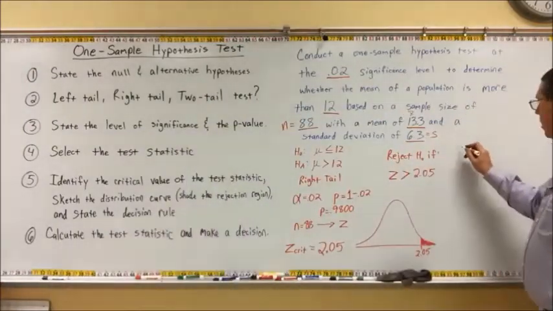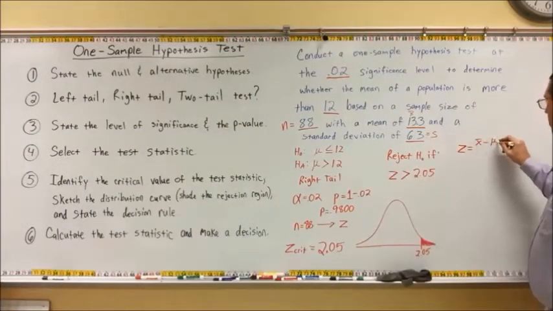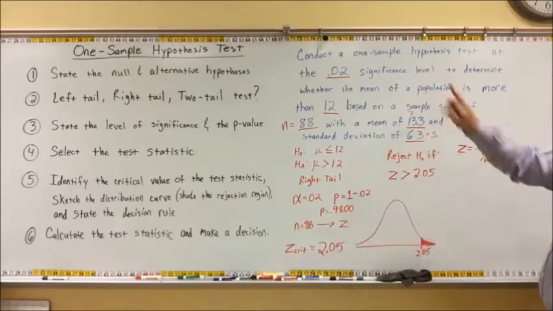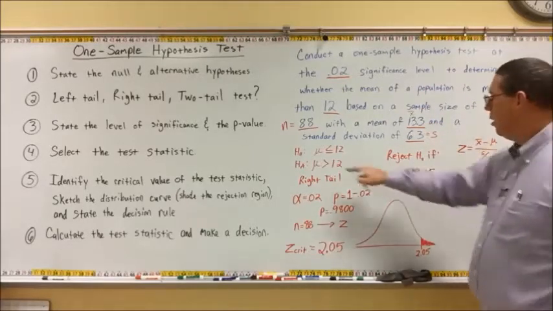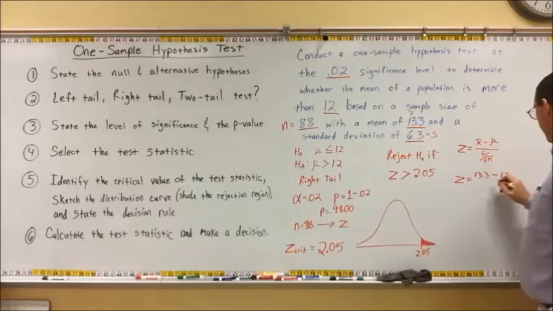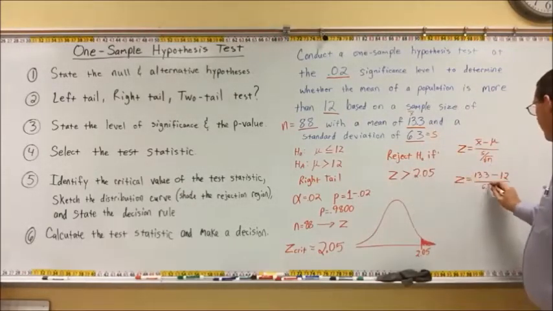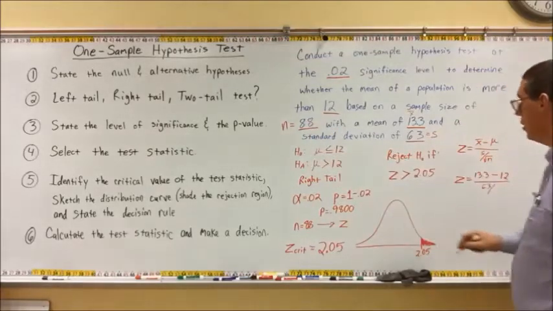Well, the test statistic is going to be based on the formula z equals x bar minus mu over s divided by the square root of n. And we have all this information up here. So z is going to be equal to x bar, our sample mean of 13.3, minus mu, the mu we're testing against, which is 12, divided by the standard deviation of my sample, which is 6.3, divided by the square root of my sample size, which is 88, so square root of 88.